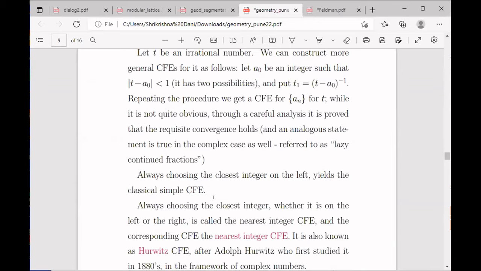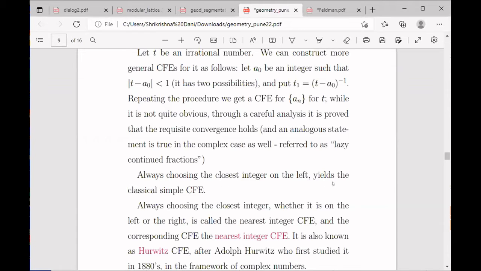I have a question. Complex continued fraction means the coefficients are complex? Integers will be replaced by Gaussian integers or Eisenstein integers, or some discrete subring. Okay, thank you. Yeah. So now let's specialize to this.